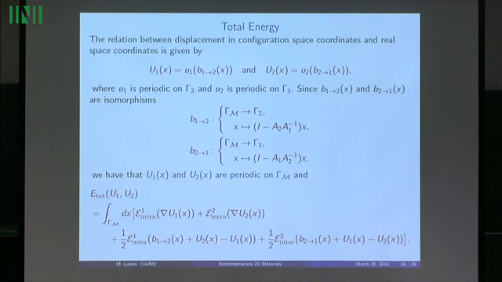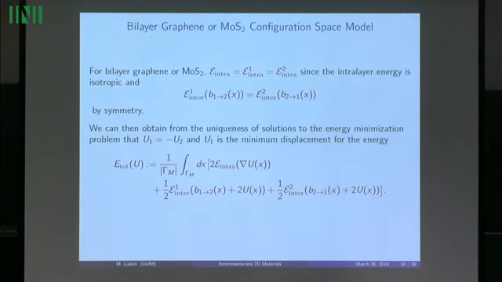Now it gets even easier, of course, if you're dealing with the same material. If you're doing graphene on graphene or molybdenum disulfide on molybdenum disulfide, then the interlayer energies are the same because the interlayer energies are isotropic. And we can exploit some symmetry by uniqueness of the energy minimization: U1 is equal to minus U2. Then at the end of the day, you just have to solve for U1, given by this problem here. Actually, I don't think I even need this term in there, so it's even simpler.